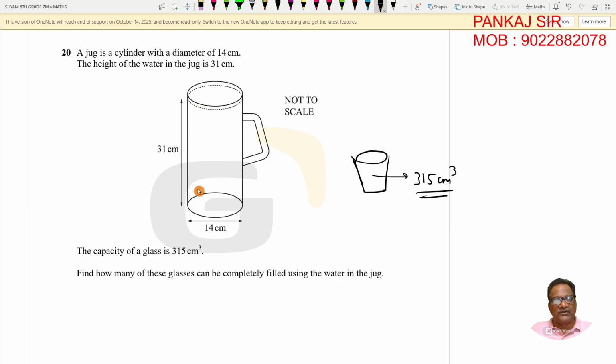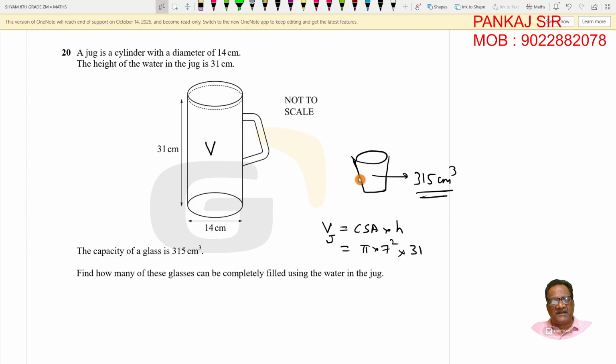So first find out the volume of the water in the jug. Because it is cylindrical in shape, the volume is the cross section area multiplied by the height of the water. Cross section area will be pi into radius square. 14 is the diameter, so radius will be 7, and radius square will be 7 square, into height. Height of the water is 31 centimeters, so into 31. This is the volume of the water in the jug. I am writing this as Vj.